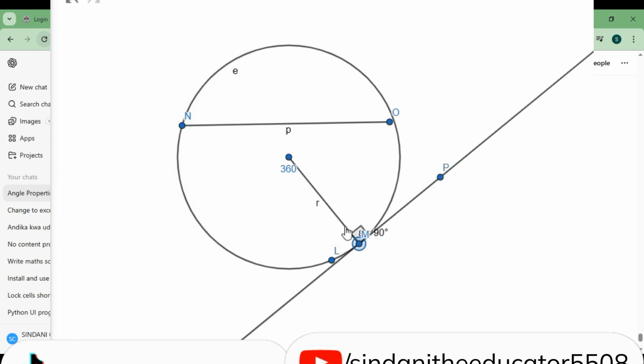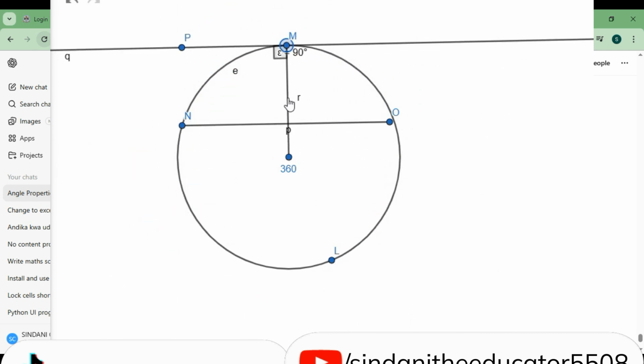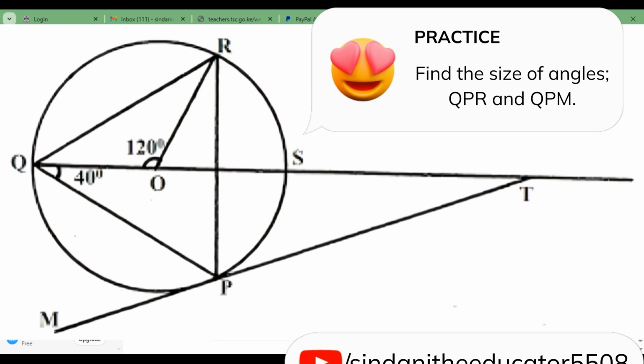To conclude, understanding these angle properties of a circle makes solving geometry assessment questions easier and more accurate. Practice identifying these properties in diagrams and apply them carefully in every question.